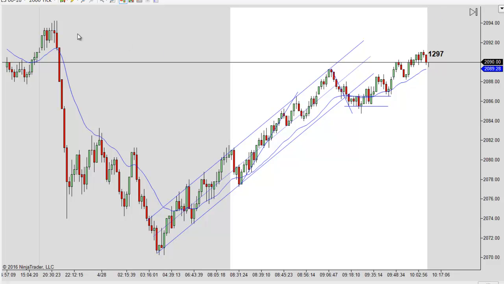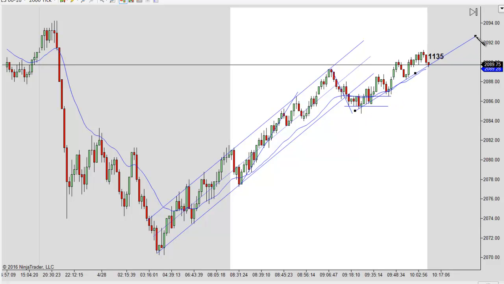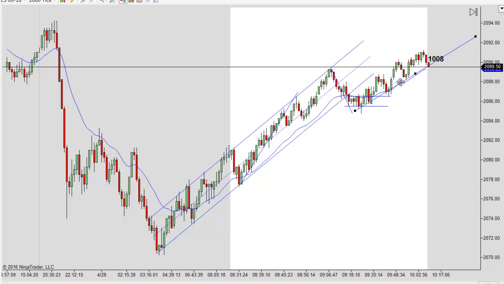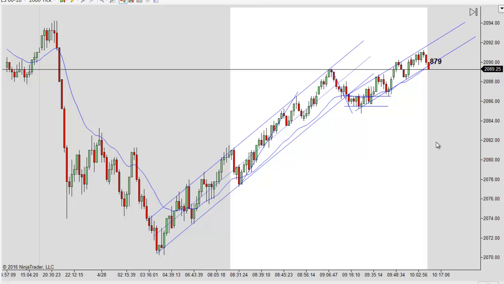We may still push higher here. We're not done yet. There's a trend working up through here. I don't have my trend line on here, but you can see that trend working up through there, and that trend's still valid. So we could continue to work higher. We may even go test the 2100 area again today. We'll just have to see.